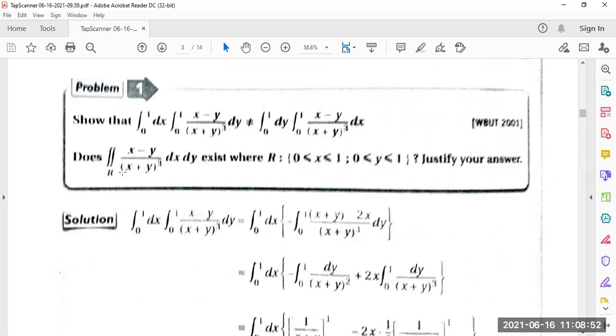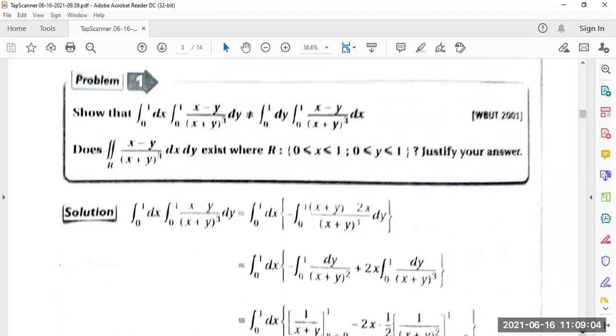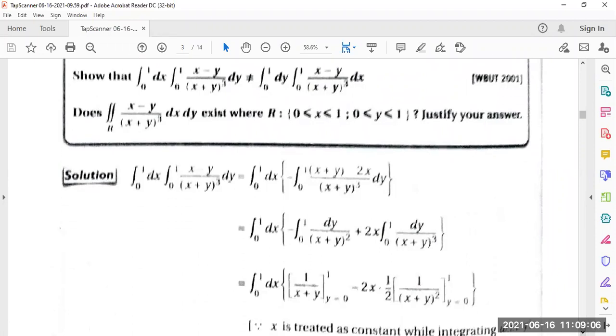Again, they have given: does the double integral of (x minus y) by (x plus y) whole cube dx dy exist, where x belongs to 0 to 1 and y belongs to 0 to 1? Justify your answer. Now at first we are going for both of the limits. From the left hand side: integral 0 to 1 dx, integral 0 to 1 of (x minus y) by (x plus y) whole cube dy. So at first we have to make this integration with respect to y.